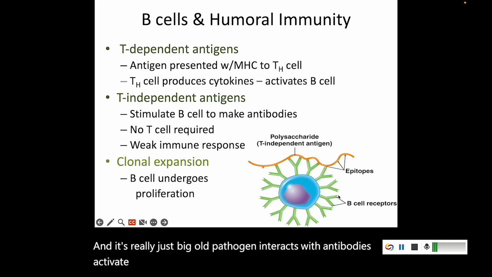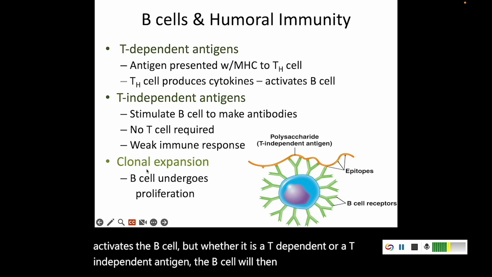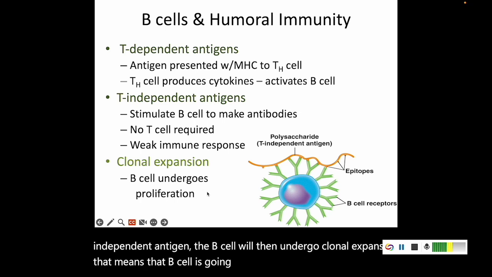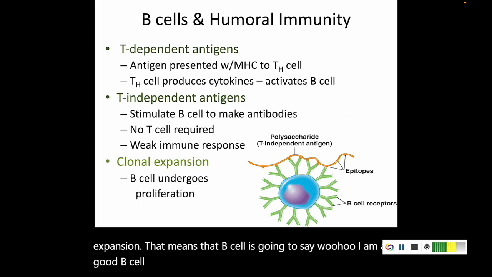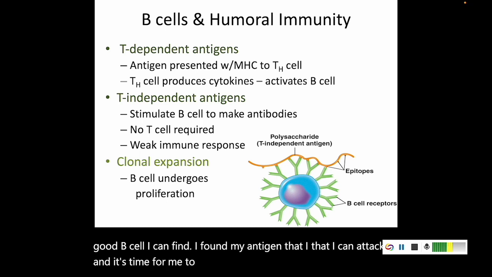But whether it is a T dependent or a T independent antigen, the B cell will then undergo clonal expansion. That means that B cell is going to say, woohoo, I am a good B cell. I found my antigen that I can attack, and it's time for me to multiply. And it'll multiply and multiply. It'll proliferate into a lot of B cells.